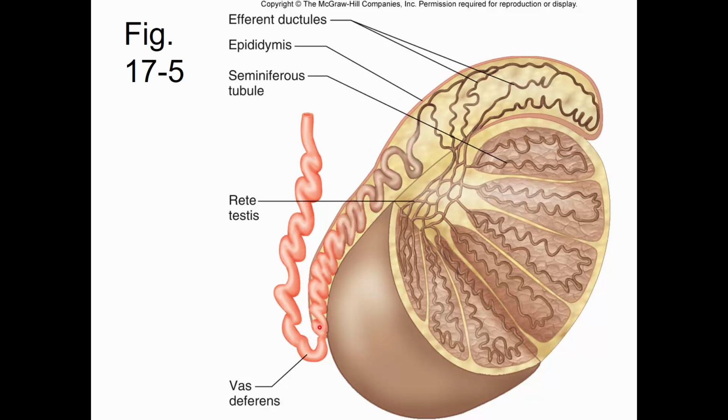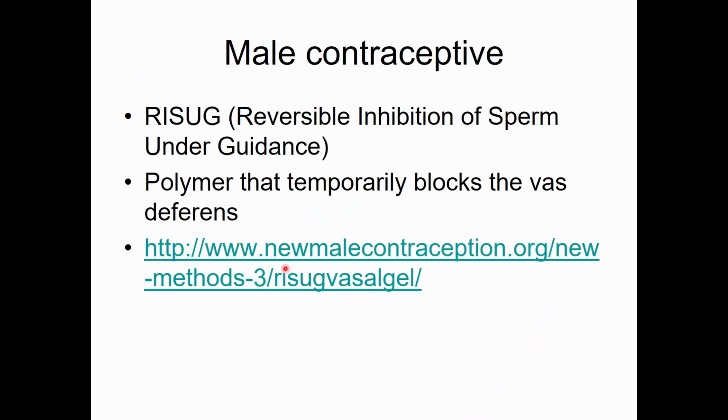The vas deferens then takes the sperm into the abdominal cavity where it can join with semen and prepare for the ejaculation process. About right here is where the ligation process for a vasectomy would take place. So, contraception is a complicated process.